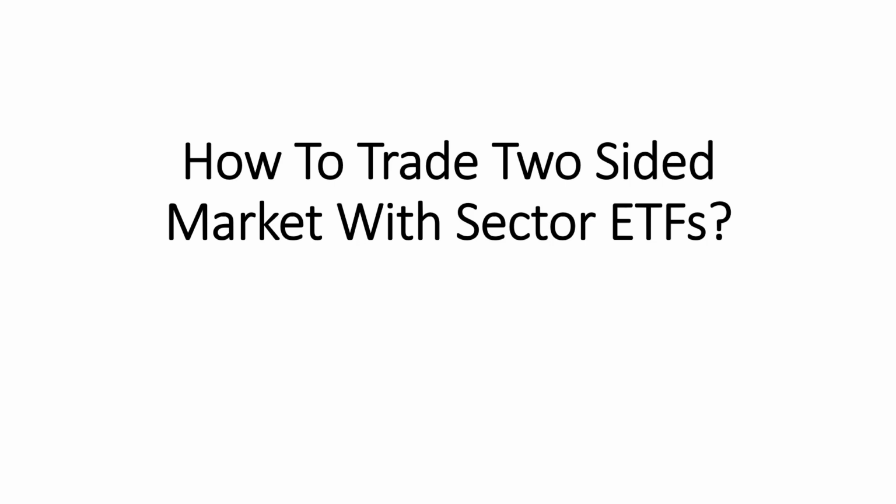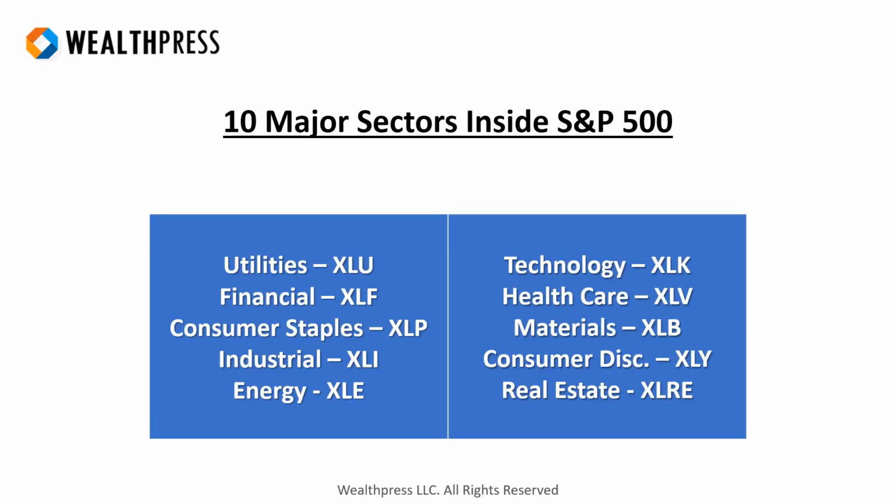Now, let's go to the lab and let me show you how to trade volatility. All right, we're back in the lab, and in today's tutorial, we're going to talk about how to trade two-sided markets with sector ETFs. In this example, you can see the 10 major sector ETFs inside the S&P 500. Now, what we want to do is isolate the strongest ones and the weakest ones so that we can buy the strongest ones, sell the weakest ones, and avoid everything in between.